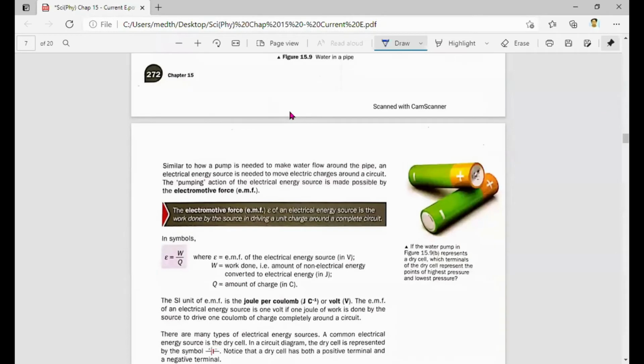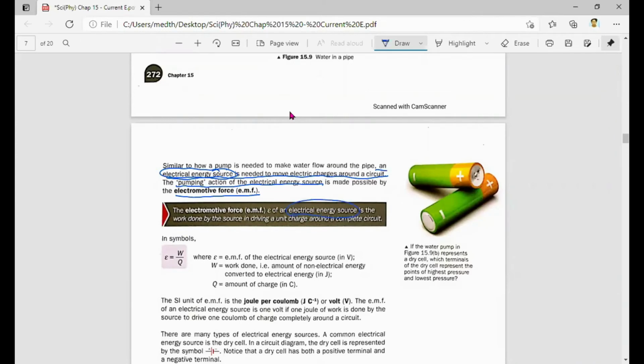So first things first. An electrical energy source is needed to move the electric charges around the circuit. The keyword here is electrical energy source. This electrical energy source pumping, we call it the EMF. So the pumping action by the source is called the EMF. I want to emphasize the word source. EMF is only used for an electrical source. I need you to think of that.